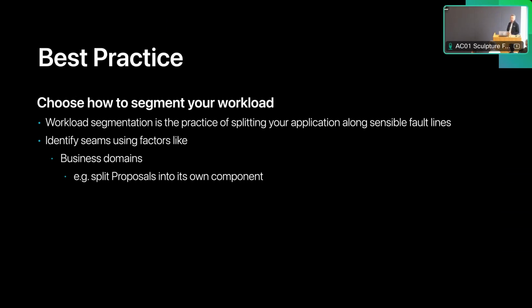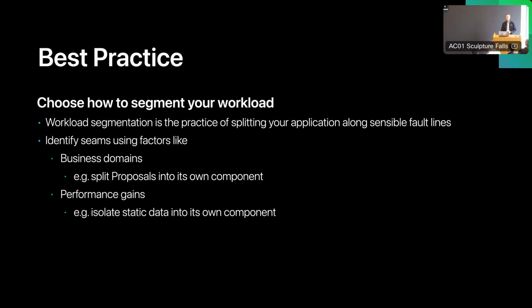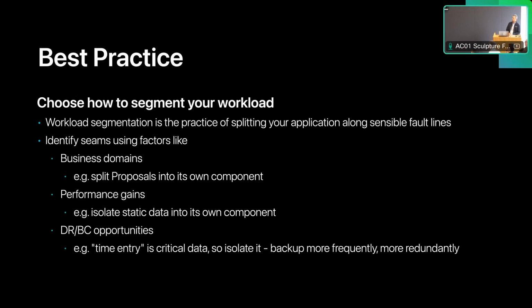But remember the backup example we were talking about? In there, we took some static data and we isolated that into its own file, right? So we did that for performance reasons. So you could have that be a driving force for how you split up the file. You can also do it for disaster recovery or business continuity reasons. For instance, maybe you have a time entry component and you consider that to be critical data. And so you decide you want to back that up more frequently and more redundantly. So you want to carve that out into its own thing.